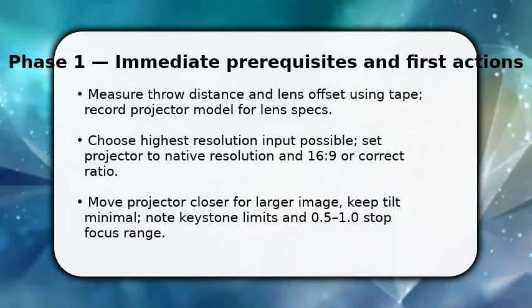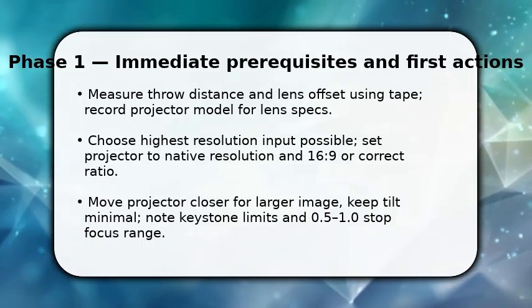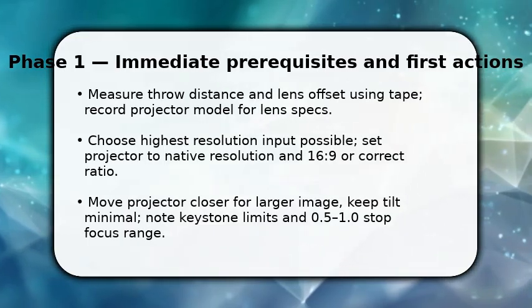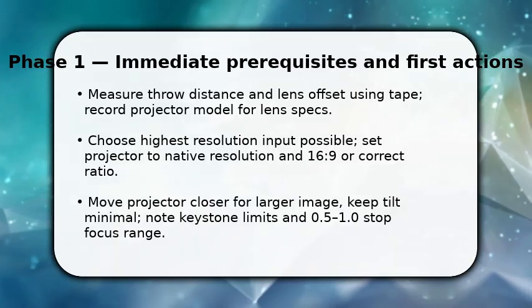You start by measuring throw distance and noting lens offset, because size depends on distance and optics. Once measured, set the projector to its native resolution and the correct ratio. This preserves sharpness when you enlarge.